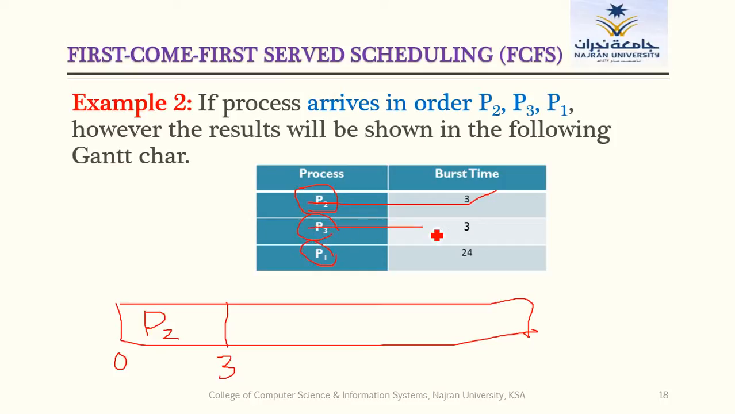Now second we will start process P3. P3's burst time is also 3 milliseconds, so for 3 milliseconds we will execute. It will finish at time 6. Now we will start our third process, that is P1. P1 starts execution at time 6, and it will complete at 30, because its requirement is 24 milliseconds. So this is the Gantt chart. It's very simple. The process that is first in the order you need to execute first.